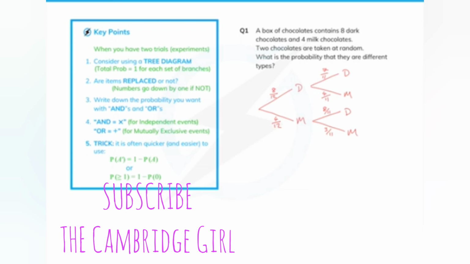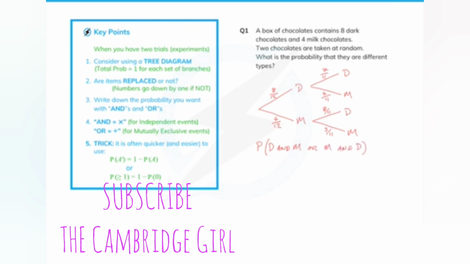Now, whether or not we've drawn that tree diagram, we should now write down the probability with ands and ors. It's perfectly okay to use D and M for dark and milk. So, what's the probability they are different? Well, it's D and M, or M and D.